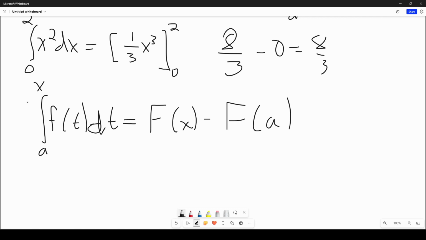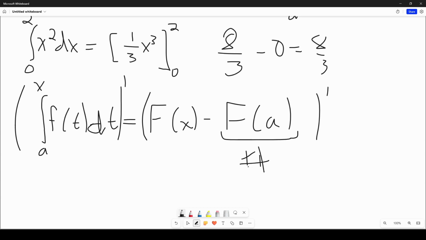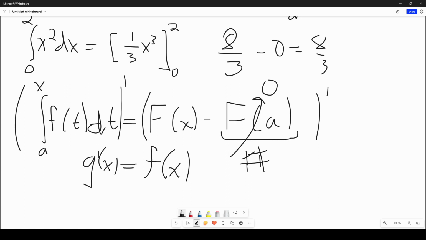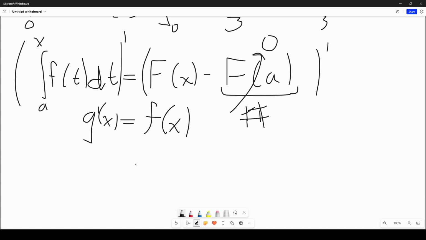Now, what happens when I take the derivative of both sides? Well, F of a is just a constant, so this is just some number. The derivative of some number is 0. So this goes to 0. What's the derivative of the antiderivative or the integral? Well, it's just the function, right? You just get f of x. So what we've proven is g prime of x equals f of x, which is exactly what we said in the first fundamental theorem. So hopefully, if that's a little bit confusing for you, but you understand this theorem, they connect in this very obvious way, right?